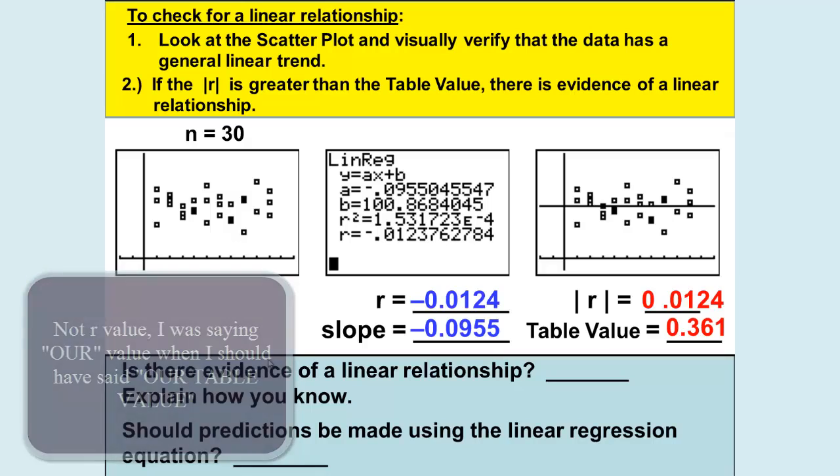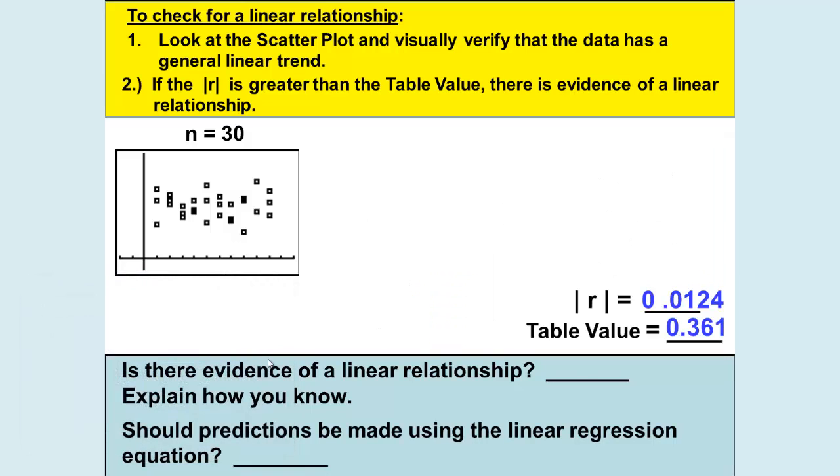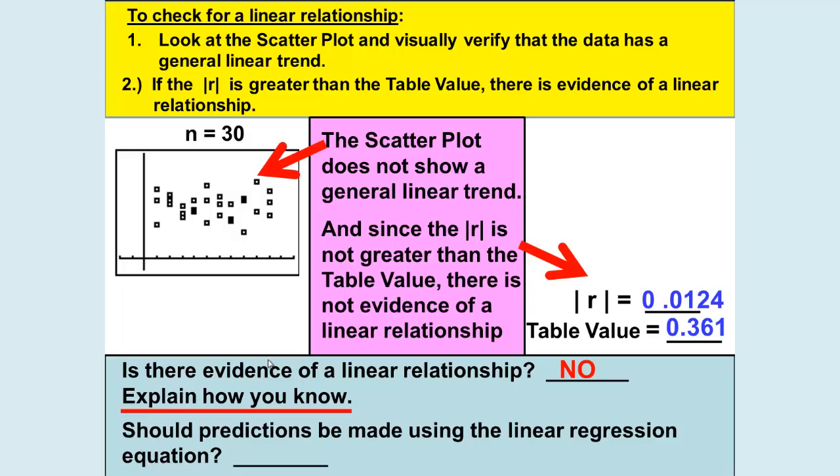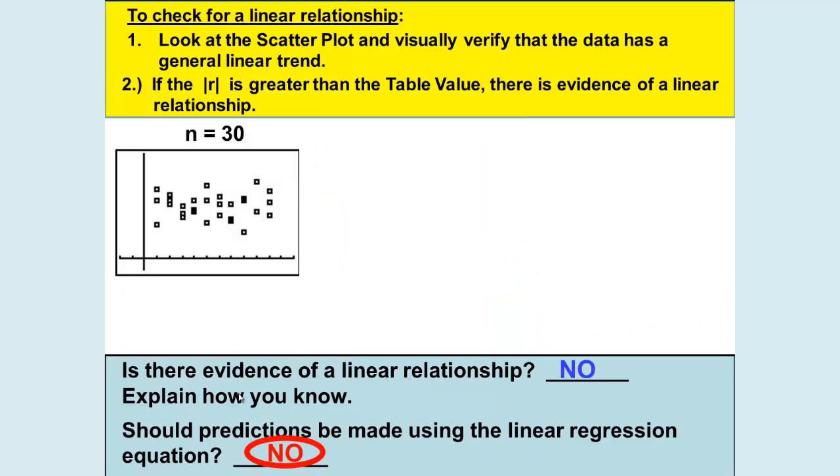Is there evidence of a linear relationship? No. Explain how we know. The scatter plot does not show a general linear trend. It appears that the slope is 0. And since the absolute value of R is not greater than the table value, there is not evidence of a linear relationship. The absolute value of R is less than the table value. Therefore, there is not evidence of a linear relationship. Should predictions be made using the linear regression equation? No.